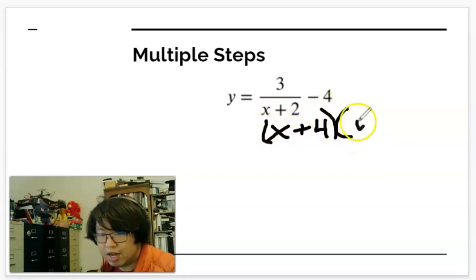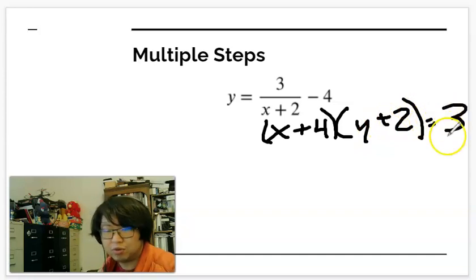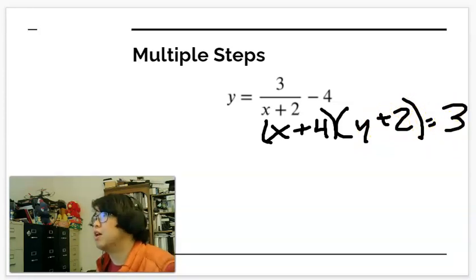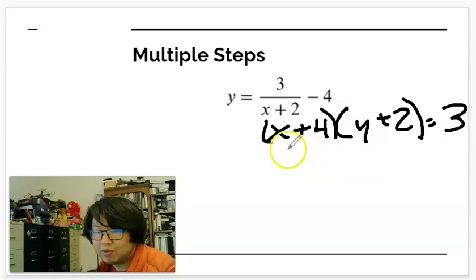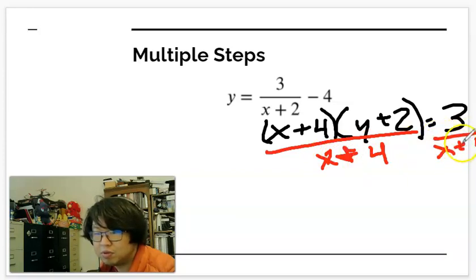All right. So we got the y plus 2 and the x plus 4. That's all equal to 3, right? So again, remember, since we're multiplying, we can undo it by dividing, right? Divide the whole left side by x plus 4 here. And same thing over here. You got to divide this by x plus 4 too.